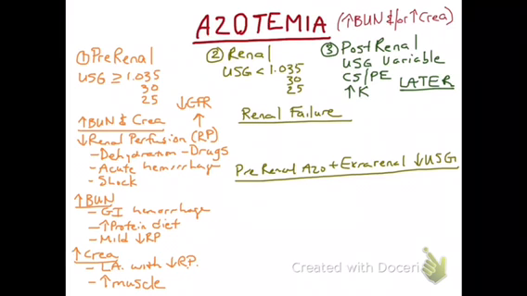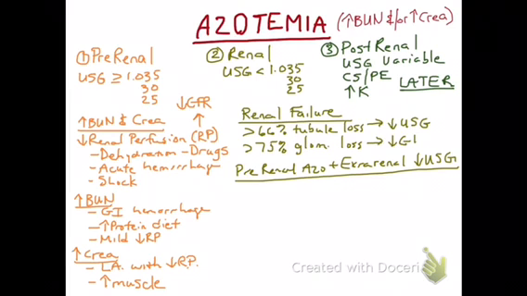So renal failure occurs when there's loss of functioning tubules and glomeruli. When there's greater than 66% loss of tubules, then that leads to a decreased urine-specific gravity or inadequately concentrated urine. When there is greater than 75% loss of functioning glomeruli, then you start seeing decreased GFR and azotemia.